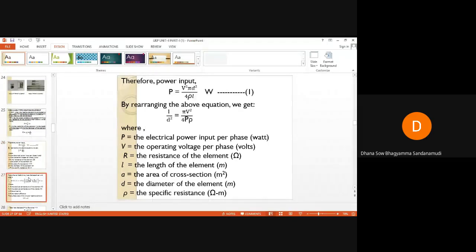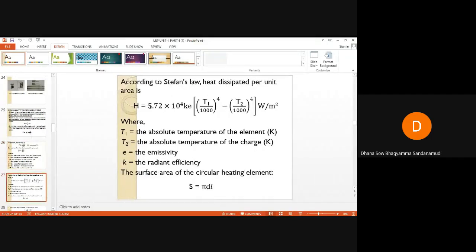According to Stefan's law, H is equal to 5.72 into 10 power -4 times e times (T1 by 1000) to the power of 4 minus (T2 by 1000) to the power of 4. So this is the heat dissipated per unit area given by Stefan's law.